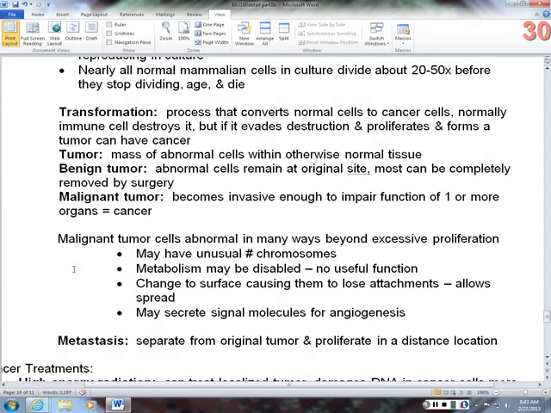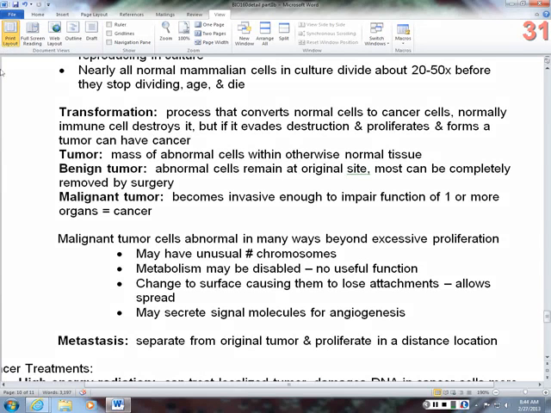Malignant tumor cells are going to be abnormal in a lot of ways. They may have an unusual number of chromosomes in there. Their metabolism may be disabled. They are really self-serving. They generally have no useful function to the organism they live in. They can change their surface so that they can start to lose attachments, and that's what allows them to be able to spread throughout the body in there.